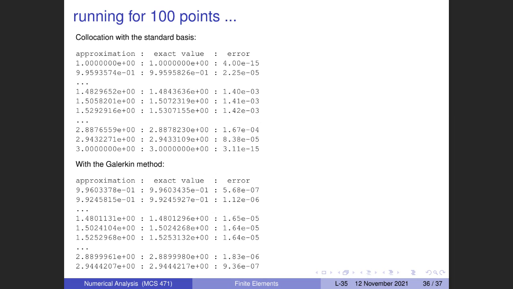All right, so what is now the point? If we run this for 100 points, then collocation with the standard basis doesn't really improve much. We still get 10 to the power minus 3. With the Galerkin method, we can actually get two orders better. The errors are between 10 to the power minus 3 and 10 to the power minus 5, with the outliers at 10 to the power minus 15. But for the Galerkin method, we see the errors range between 10 to the power minus 5 and 10 to the power minus 7.